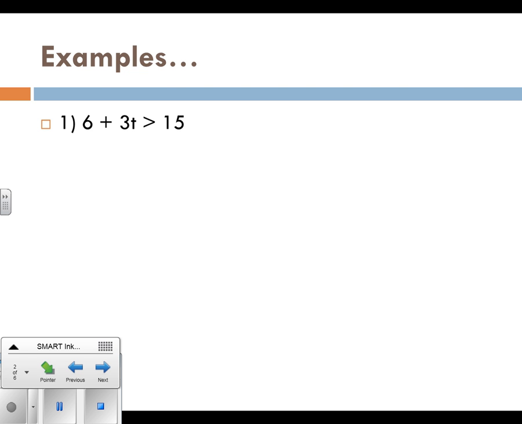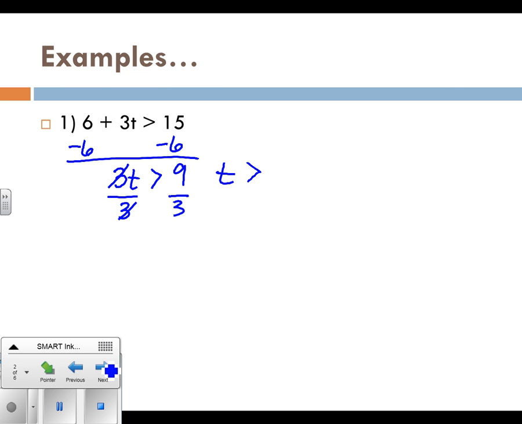So here's our first example of a multi-step inequality where you want to isolate the variable using the properties of inequalities. To get the t all alone, you first would subtract 6, just like you would if you had an equation. Then you're left with 3t is greater than 9. And then divide both sides by 3. Since you're dividing both sides by a positive 3, you're not going to reverse the sign. So t is greater than 9 divided by 3, which is 3.